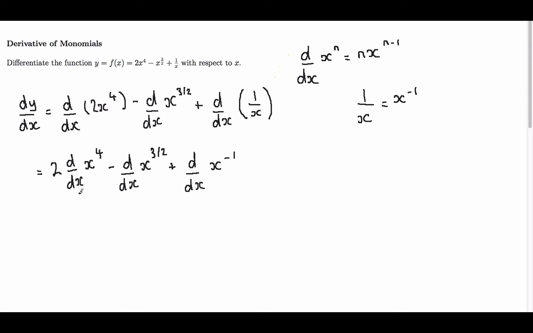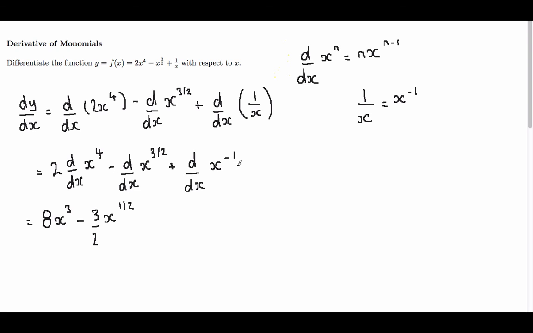So going through each one of these, to differentiate x to the 4, we see that n equals 4. So we bring the 4 down to the front and take 1 off the power, so we get 4 minus 1. That gives us 4x cubed. And 2 lots of 4x cubed gives us 8x cubed. Then to differentiate x to the 3 over 2, our n is 3 over 2. So we bring the 3 over 2 down to the front, and the power becomes 3 over 2 minus 1, so that's a half. So we get 3 over 2 x to the half.